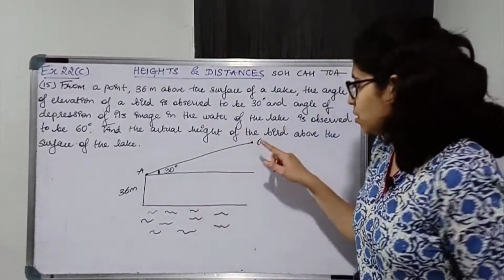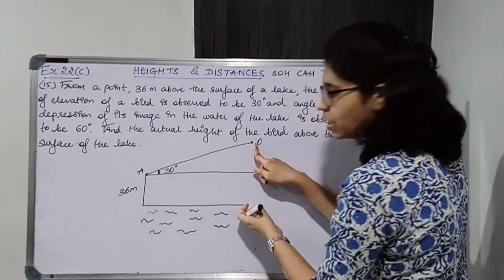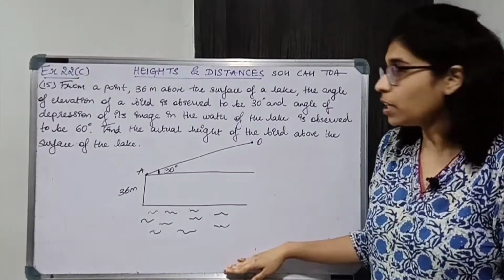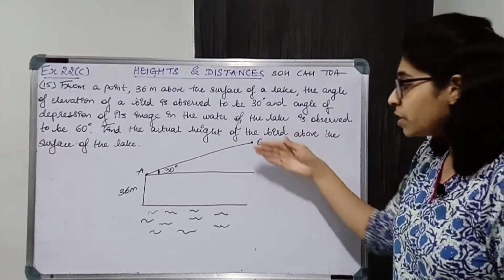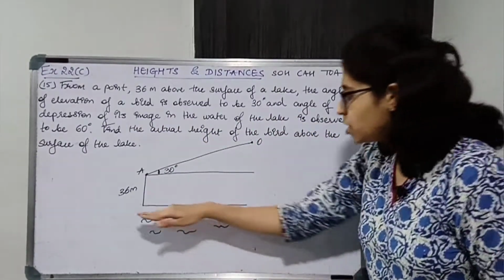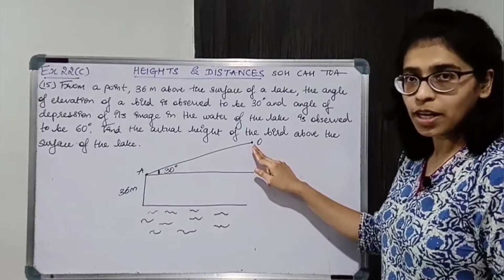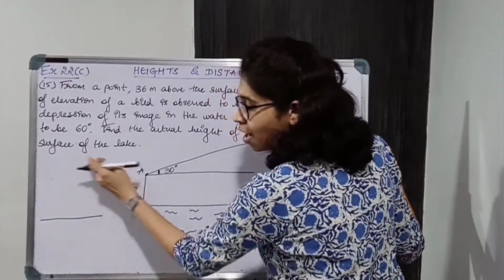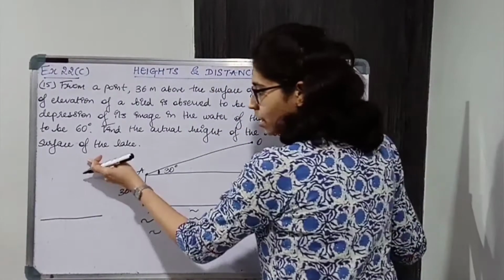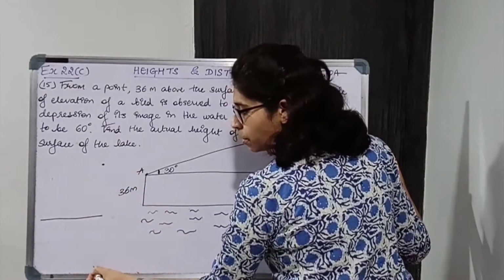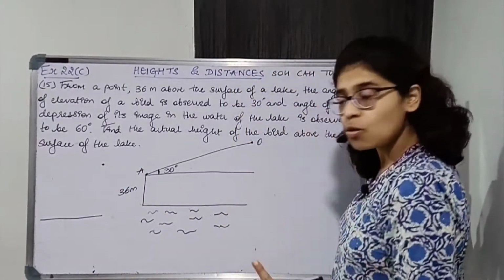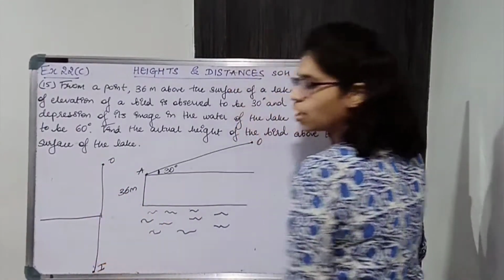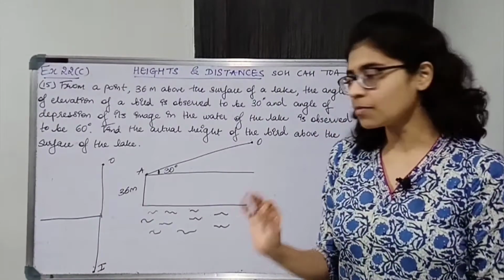Now this is the bird, this is the surface of the lake, and its image is being formed inside the lake, of its image in the water of the lake, so it is inside. This is like a mirror, this is an object. Mirror is there, object is there, so where will the image form? It will form on the other side. This object is above, so the image will be formed below. And we know that the object's distance is equal to the image's distance.